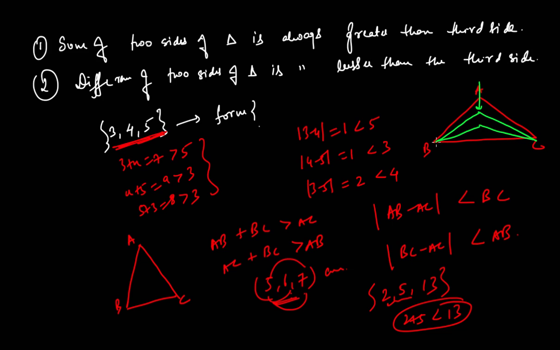At the extreme possible case, A will be slightly over BC, but in order to form a triangle, there should be some gap here, right? Otherwise, it won't be a triangle anymore. If A coincides on BC, then I have A, B, C as three collinear points, hence it won't be a triangle anymore. So the sum of these two sides has to be greater than the third side. That is what this property tells us.